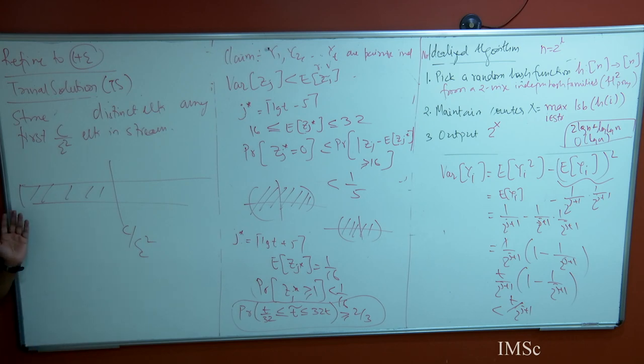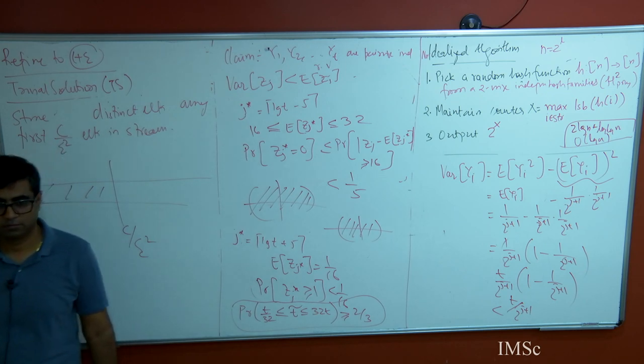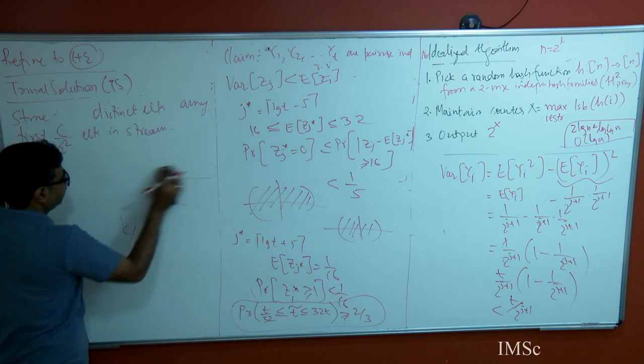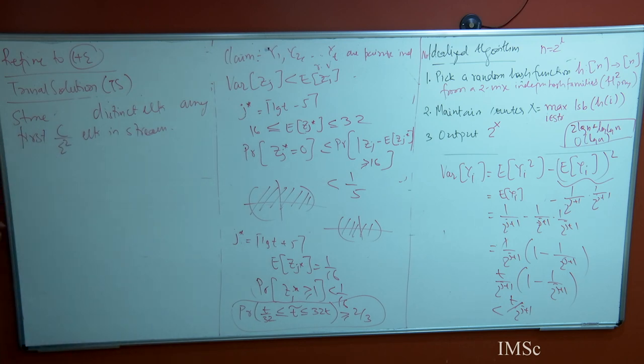Imagine if I ran this algorithm and outputted whatever solution it returned, then when will it be correct? If the total number of distinct elements is less than or equal to C over epsilon square, then this trivial solution is definitely correct. I do not do anything. But if there are much more than C over epsilon square, then this is a very big underestimate of the total number of distinct elements, right? But somehow we will use this trivial solution extremely cleverly to output things in an interesting manner. So we'll call it TS.